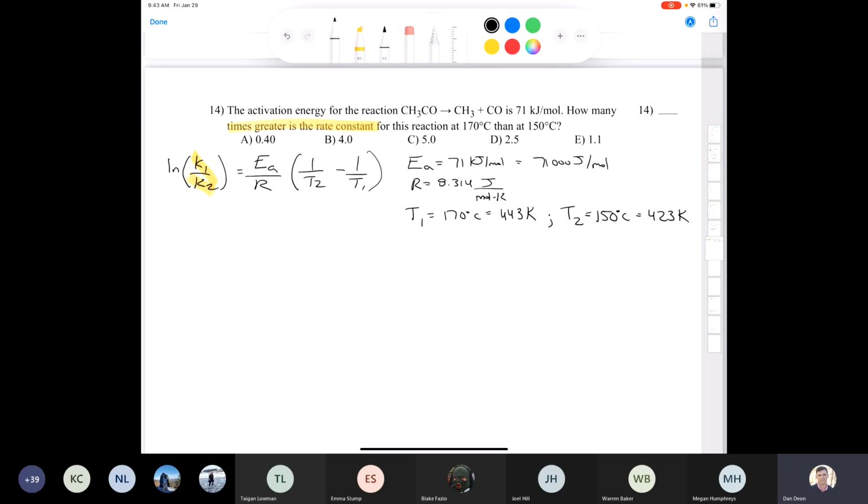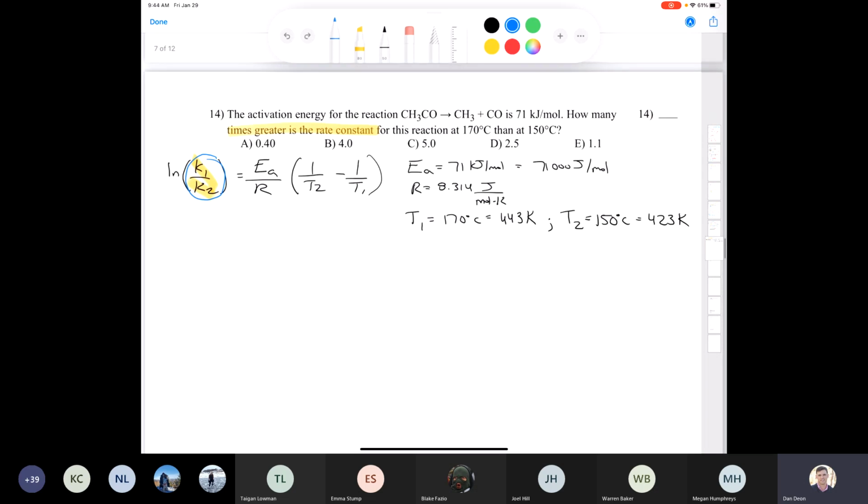Look at what happens when I plug my numbers in. Again, I want to determine the ratio of K1 over K2, right? If I get K1 over K2 is 2, for example, that would mean that K1 is twice as fast, okay? So what am I going to do? If I want to solve for K1 over K2, I'm going to take the anti-natural logarithm of both sides. So I rearrange the formula, and I get that K1 over K2 is equal to e to the Ea over R times 1 over T2 minus 1 over T1, like that.